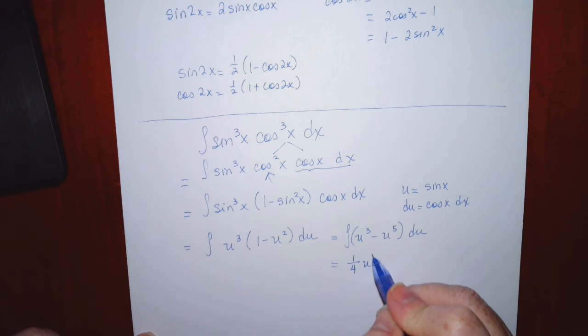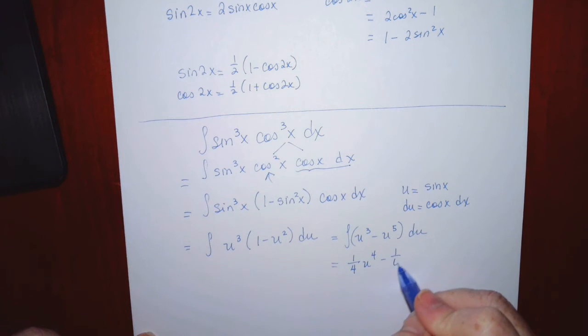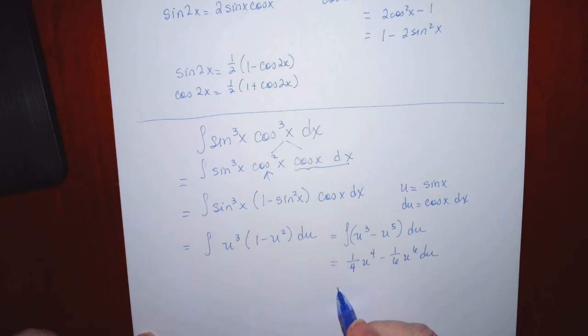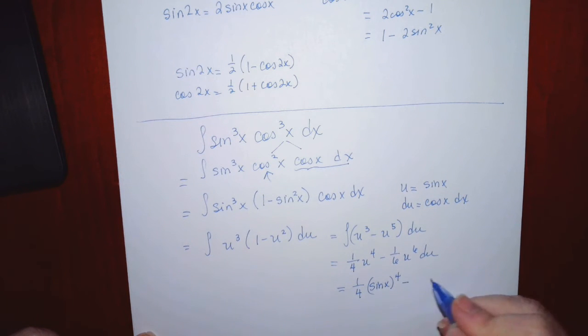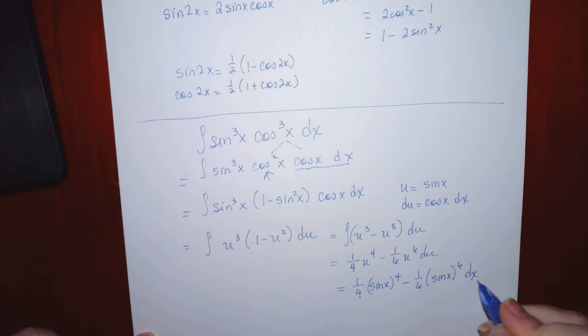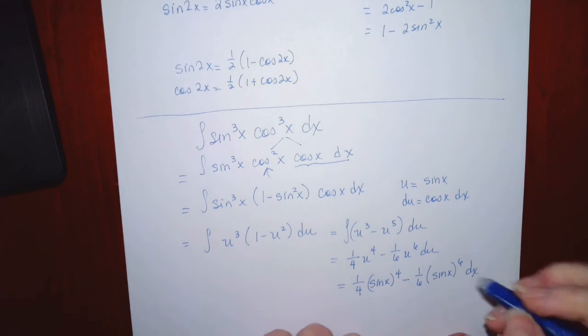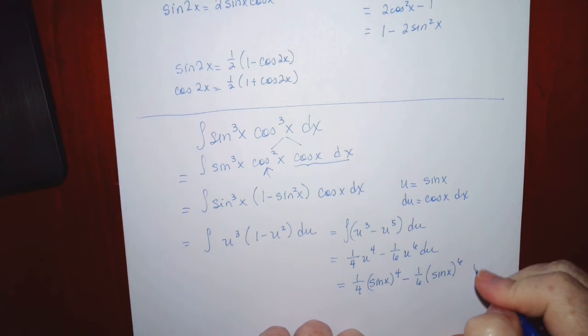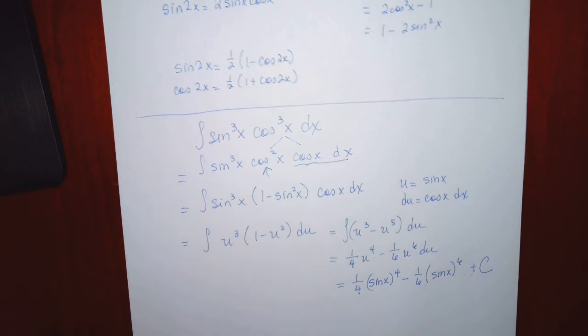which is 1/4 u to the 4th minus 1/6 u to the 6th, where we have 1/4 sine x to the 4th minus 1/6 times sine x to the 6th. Oh, plus c. I was going to say plus c and wrote dx instead. Okay.